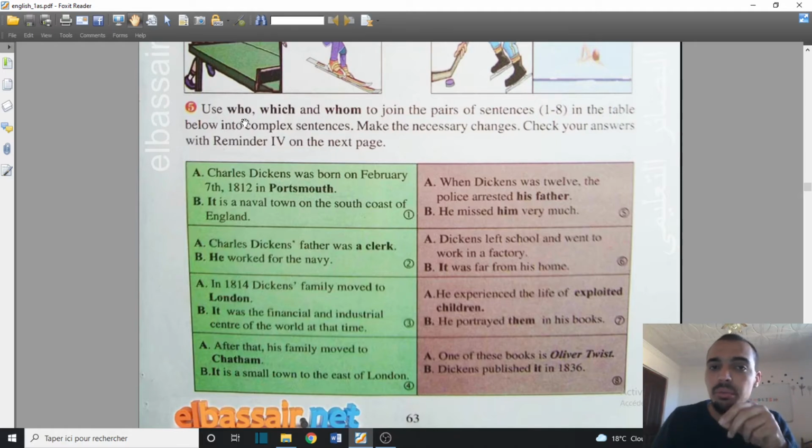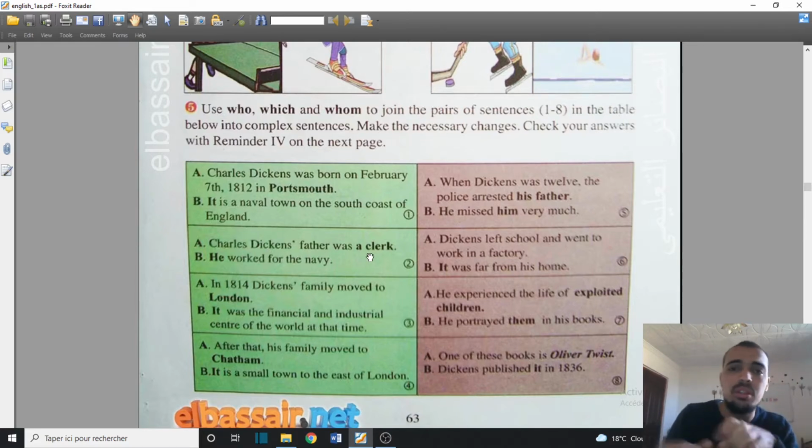So we have who. Who is always used for people. Whenever you would like to refer to a person, to give more explanation or more details about a person, I use who. For example, let's go through the first example. Here, Charles Dickens' father was a clerk.